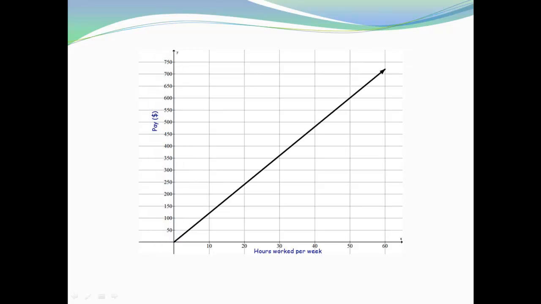So hopefully that gives you a good idea about domain and range and practical domain and practical range. We talk about practical domain and practical range when we look at a problem in context.